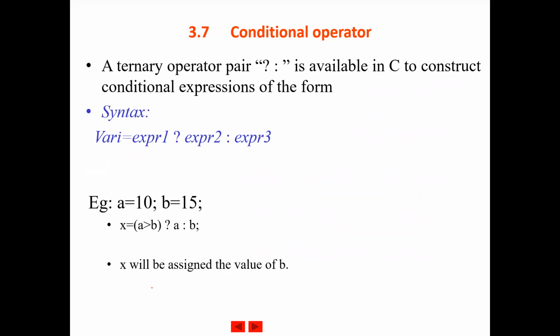I hope you remember this example. X equal to A greater than B, then question mark, then you have the value A colon B. Which is the first operand, which is the second operand, and which is the third operand in this given conditional or ternary operator?